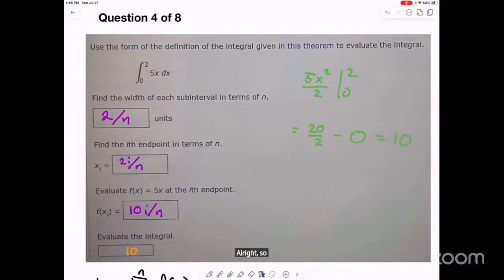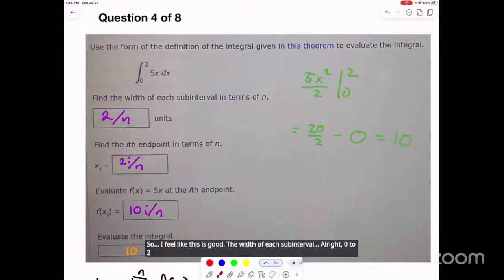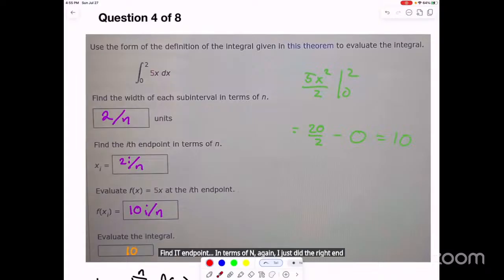All right, so we're back. I kind of looked this one up. Let's try to fill in some parts here. So I feel like this is good. The width of each subinterval, all right, 0 to 2 over n. I feel like that's good. Find the ith endpoint in terms of n. Again, I just did the right endpoint, so it was 0 plus 2i over n. So I think that's fine.